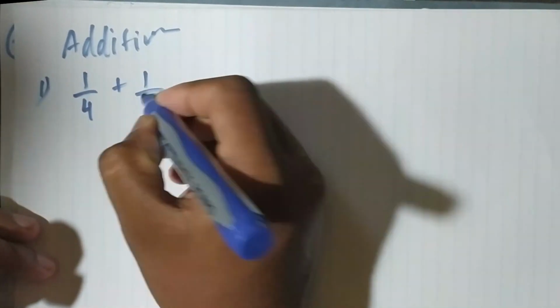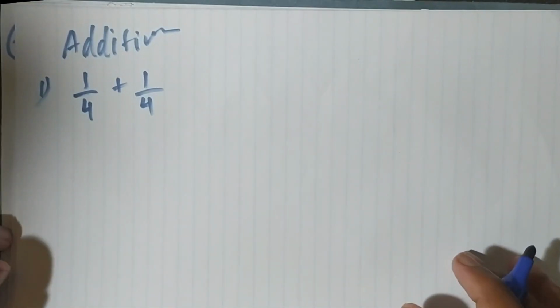Grade 8, fractions addition. My first example, I am just taking 1 over 4 plus 1 over 4. So 1 over 4 plus 1 over 4.